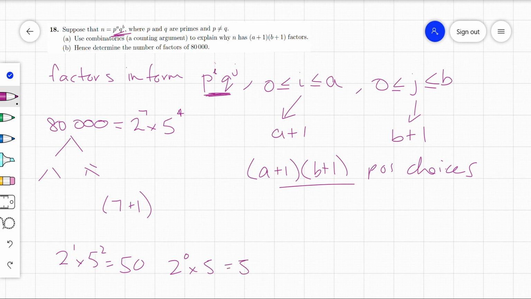So we've got 7 plus 1 choices of how many 2's we're including, and 4 plus 1 choices of how many 5's we're including. So you can see that's 8 times 5, yes. So 40 different factors we could have there for 80,000.